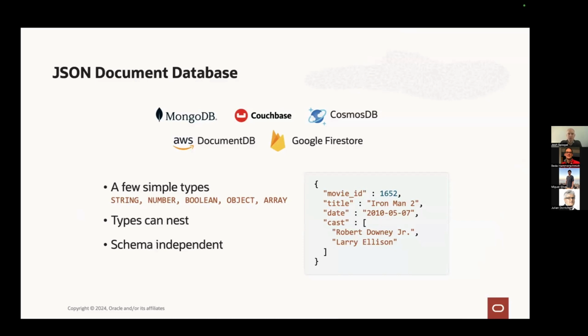JSON is this really simple format. It has a small set of types, basically strings, numbers, booleans, objects, and arrays. And these types can nest within each other. So an object can contain an array of other objects, for example.